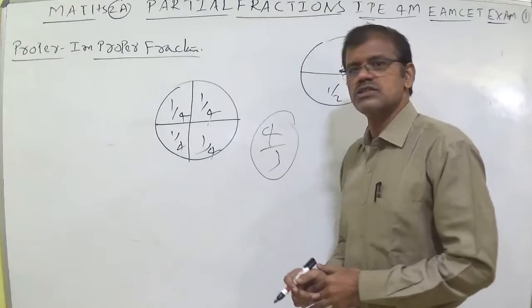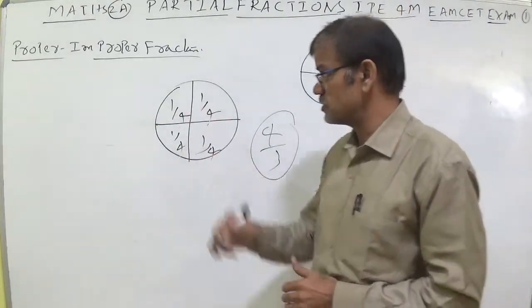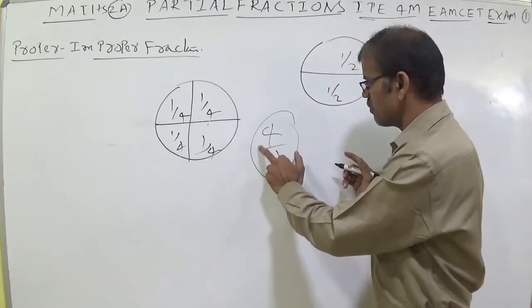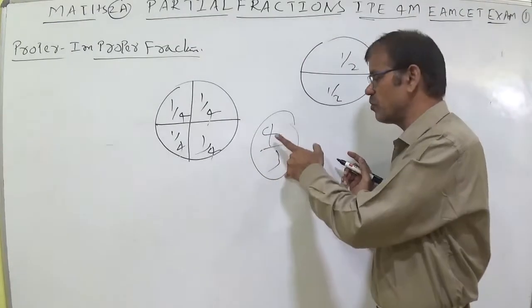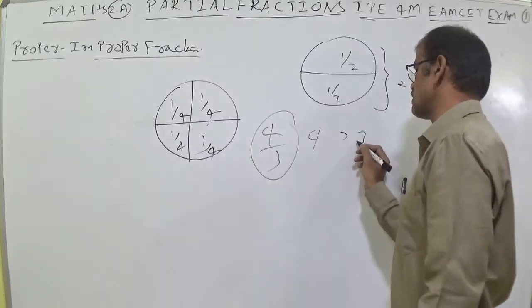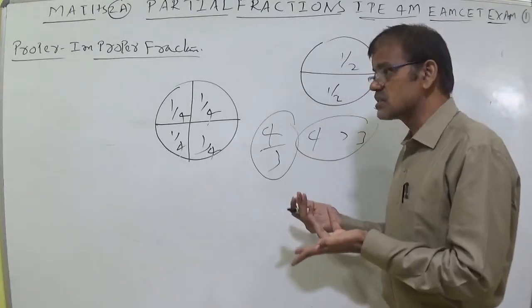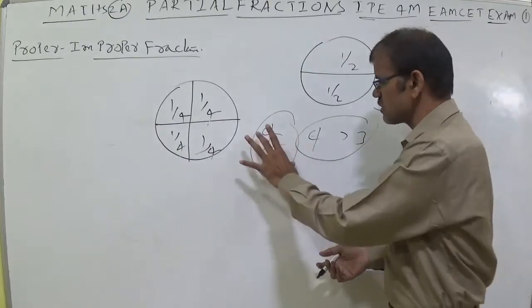What is original? What is duplicate? This is duplicate, this is original. So duplicate means here your denominator is lesser than numerator. So 4 is greater than 3 here. It is not at all a fraction or not at all a part. So what is the value? It is called a fraction.